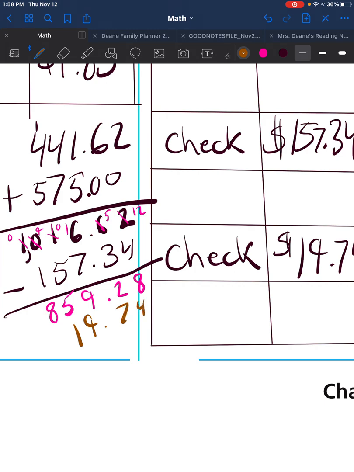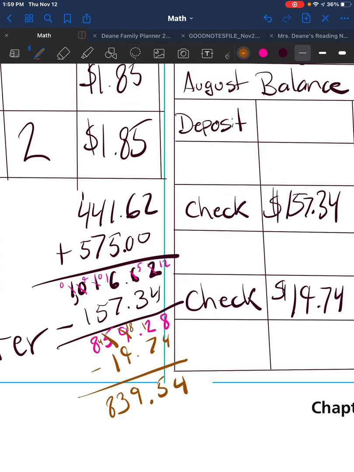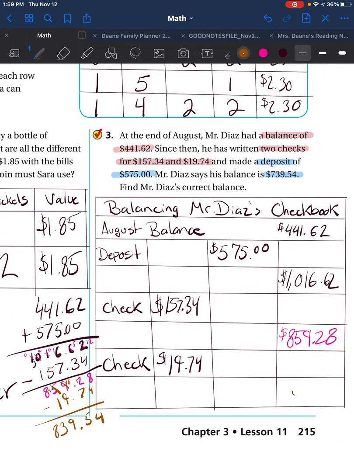And then if we go ahead and subtract $19.74, we would get $839 and 54 cents. So his actual correct balance was $839.54. So Mr. Diaz was wrong. He actually had a little bit more money than he thought.